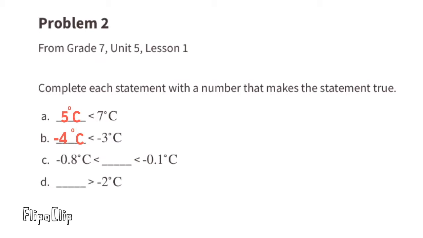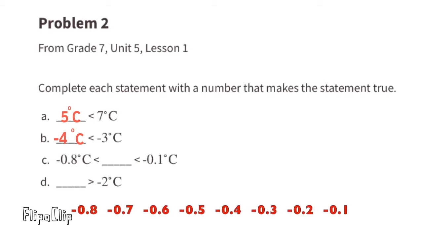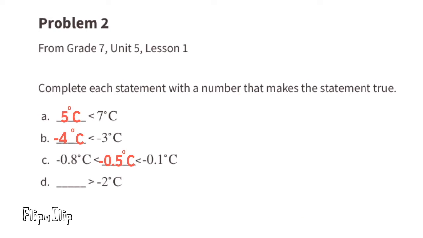C. We need to find a temperature that's greater than negative 0.8 degrees Celsius and less than negative 0.1 degrees Celsius. That means that we need to find a number that's going to be to the right of negative 0.8 and to the left of negative 0.1 on the number line. I can put negative 0.5 because I know that negative 0.5 is to the left of negative 0.1 and to the right of negative 0.8 on a number line.